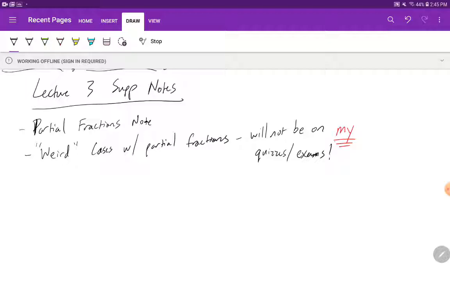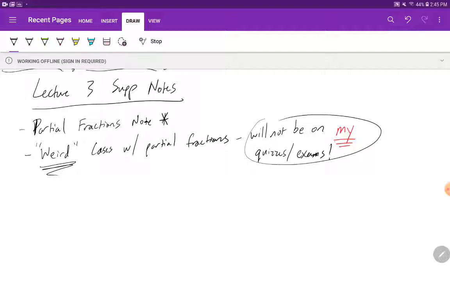I would maybe stick around for the partial fractions note, but then the weird cases, you can hold on to this till you get to the class in the fall, or if you are really just interested, you can just watch it through and check out the weird cases. But I'm not going to put it on my quizzes or exams, but you will most likely encounter this in the fall when you take the course.